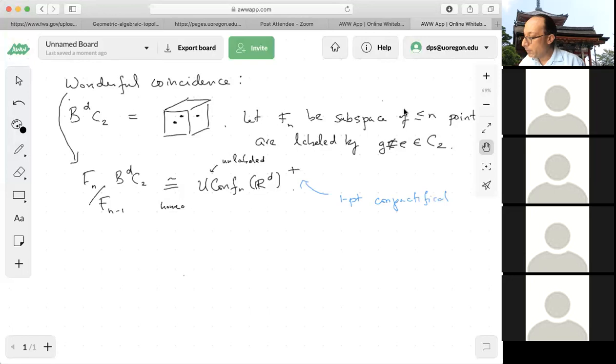So this is a wonderful connection. It's only true for the cyclic group of order 2. Otherwise, those subquotients, well, they're going to cover these unlabeled configuration spaces. And there's still some hay to be made there. But now I'm going to approach the Fox-Neuwirth cell structure in a funny way, because the iterated bar construction has a cell structure associated to it.